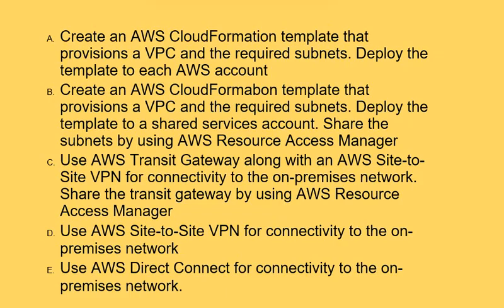Option C, use AWS Transit Gateway along with an AWS Site-to-Site VPN for connectivity to the on-premises network. Share the transit gateway by using AWS Resource Access Manager. Option D, use AWS Site-to-Site VPN for connectivity to the on-premises network. Option E, use AWS Direct Connect for connectivity to the on-premises network.